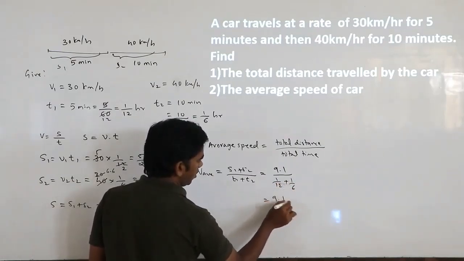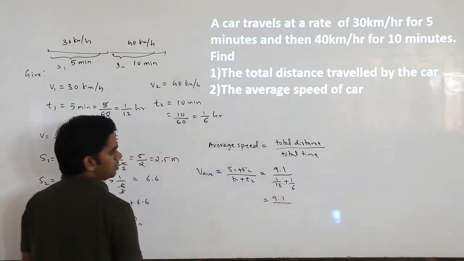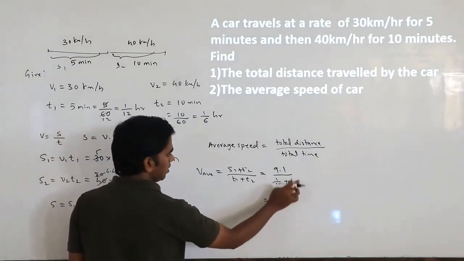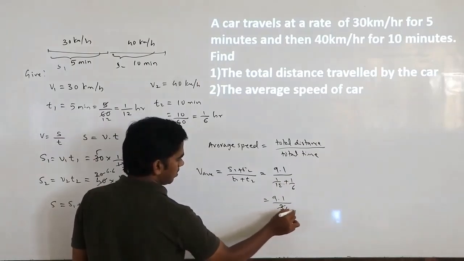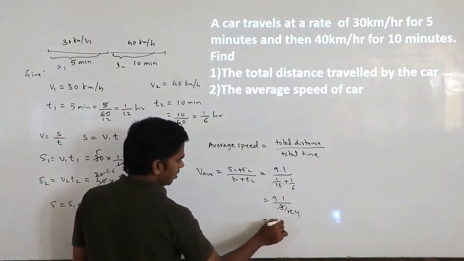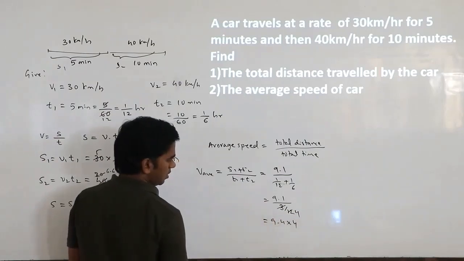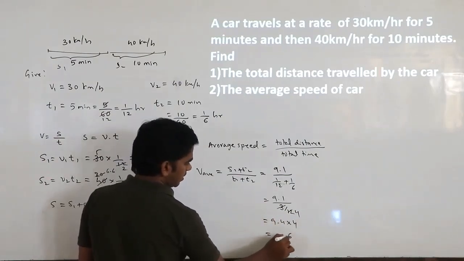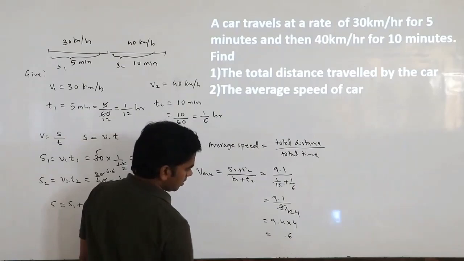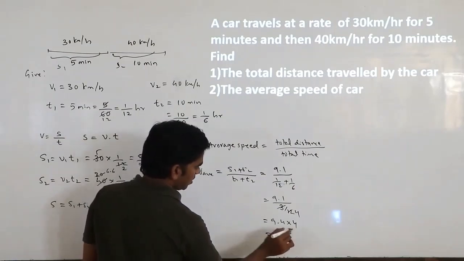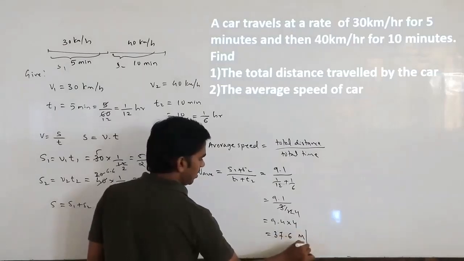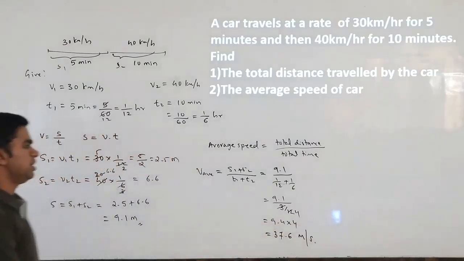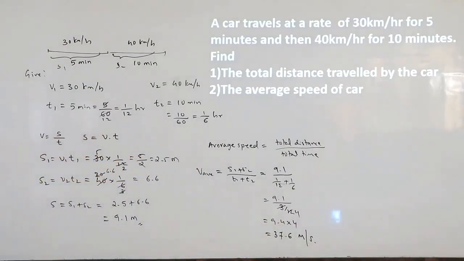So 9.1 divided by, this will become what? 3 by 12. 3 by 12 is 1 by 4. So 9.1 into 4. So what will you get? 36.4, about 37.6 meter per second. 37.6 meter per second is going to be your answer.